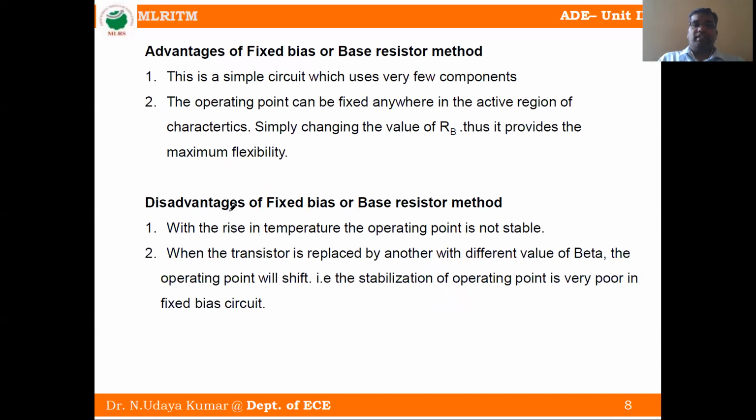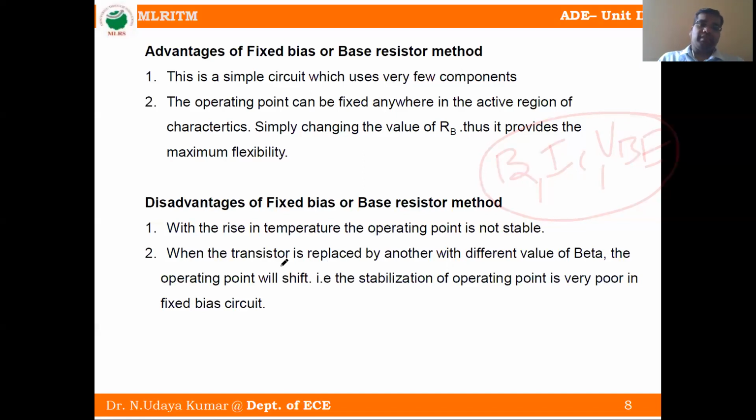So simply you can move the Q point anywhere in the active region by changing the base resistance value. Okay. What are the disadvantages of fixed bias or base resistor method? With the rise in temperature, the operating point is not stable, because with temperature the beta value changes, the IC value changes and the VBE value changes. These three things are there in fixed bias. If the temperature changes, these parameters also change, and if parameters change, the Q point also changes. So it is unstable for temperature. When the transistor is replaced by another with a different value of beta, the operating point will shift. That is, the stabilization of the operating point is very poor in fixed bias. So when temperature increases, there is instability.